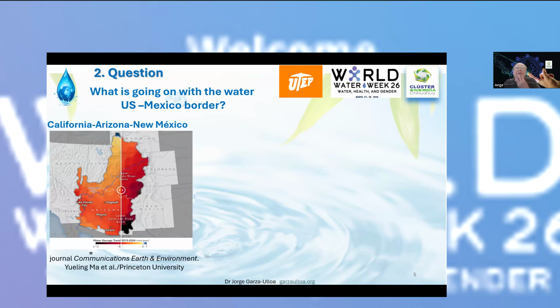You can see right here on this map, which was provided by Princeton University, we have different colors, and they are using a dark color. That means to the west of New Mexico and Colorado.